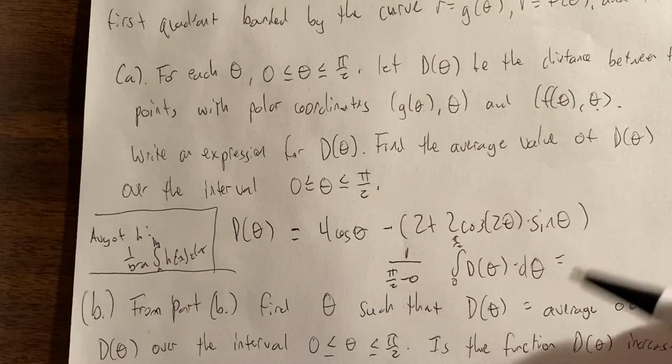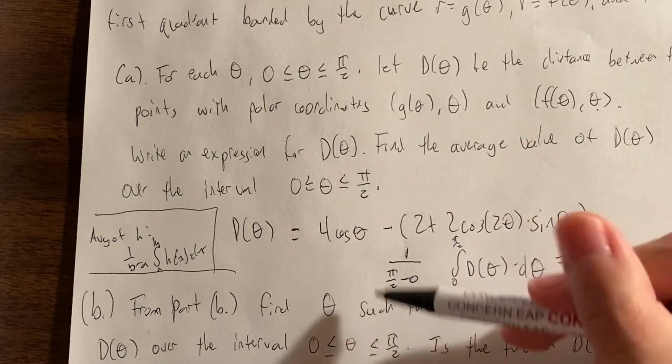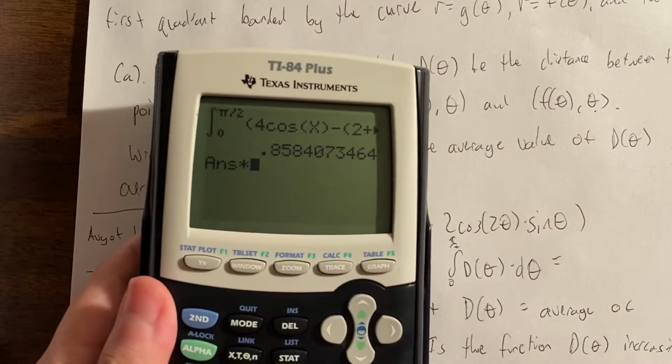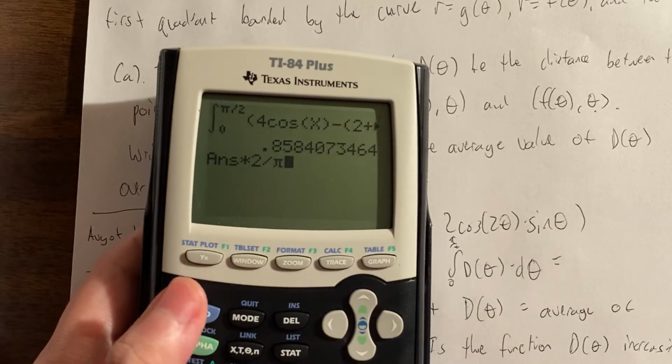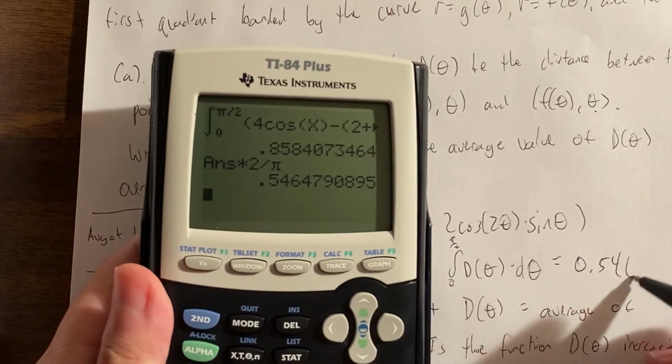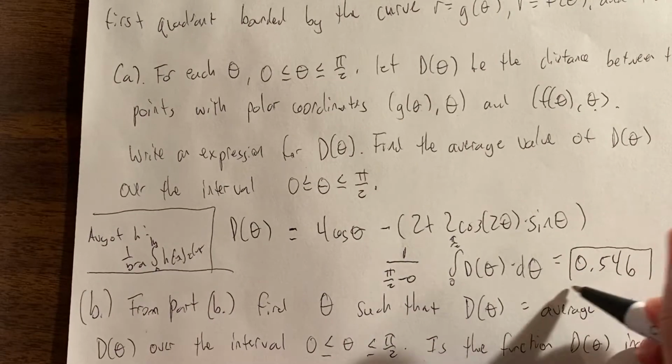But keep in mind that average is not just the integral. It is this number right here. Again, this is the same thing as 2 over pi. So we need to multiply our answer by 2 and then divide it by pi. So this is our final answer. It's going to be 0.546. So again, a pretty strange question.